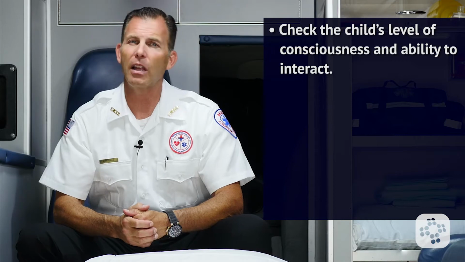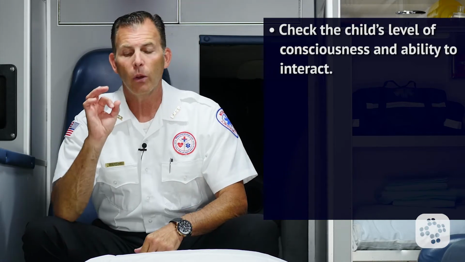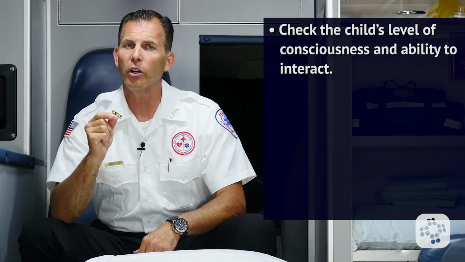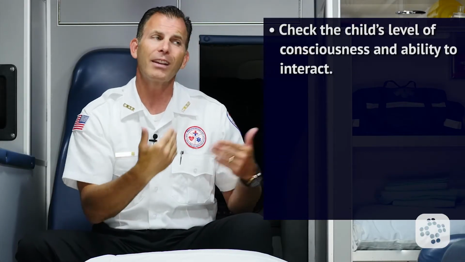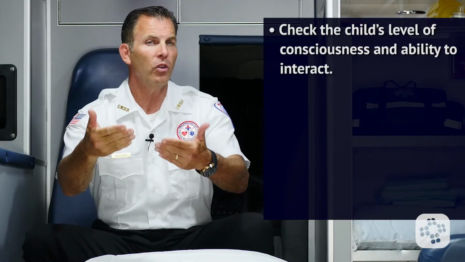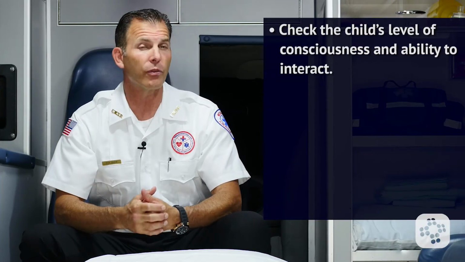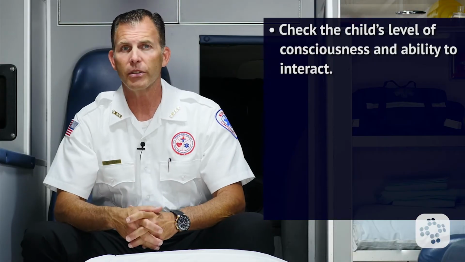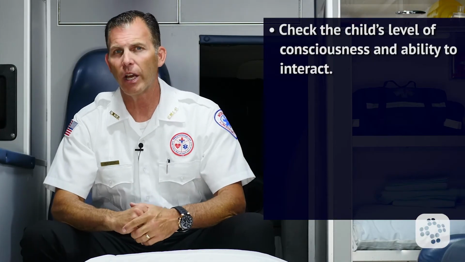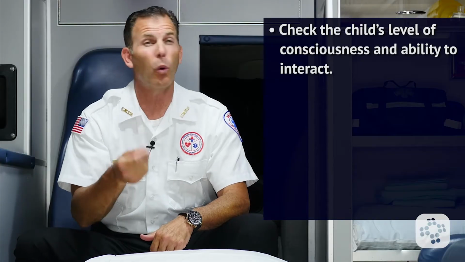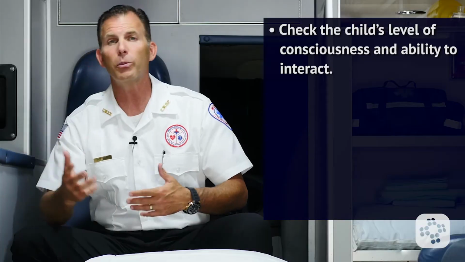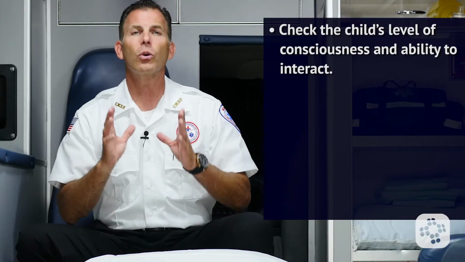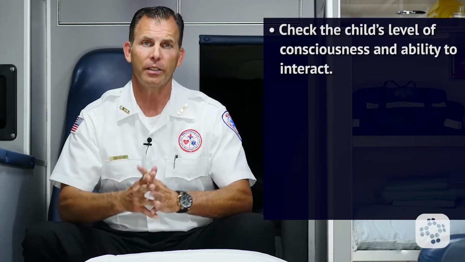Then, to evaluate the overall appearance of the child, check the child's level of consciousness and ability to interact. Now, one key note here, make sure we're looking for things that maybe only a caregiver would know. In other words, I could say, is this the normal level of reaction that this child does for you under certain circumstances? And follow what the caregiver says to get a baseline understanding of what is normal for this child. We know that they're all over the board. Some are very calm, some are very excitable, some cry, some don't cry. So look for abnormalities.